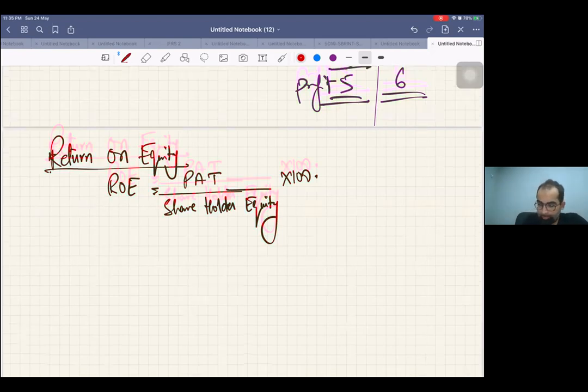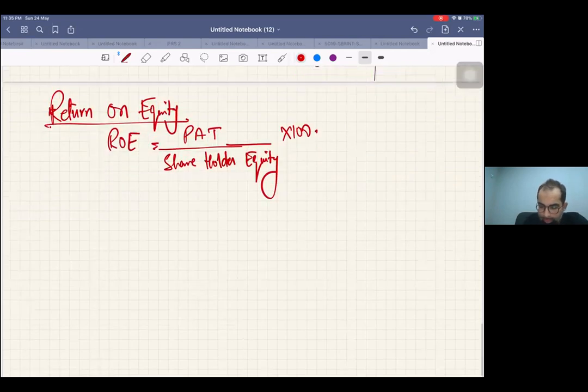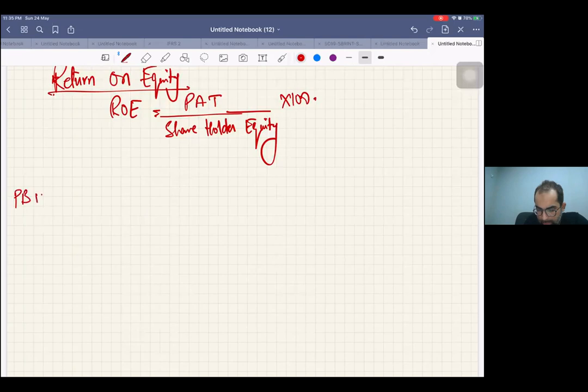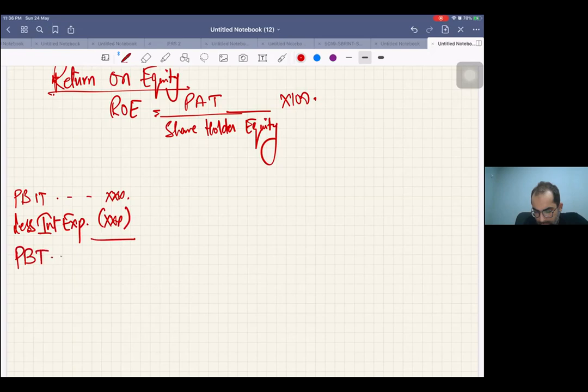Now wait, you have heard about this profit PBIT. Let me give you some basics. PBIT does not belong to ordinary shareholders completely, because we have to pay interest, we have to deduct interest. So now let's deduct less interest expense from this. This is PBT.